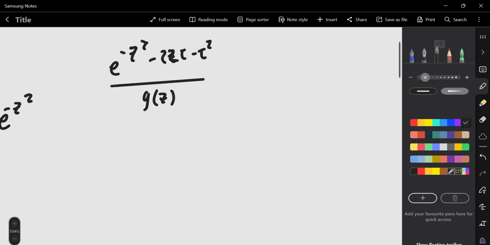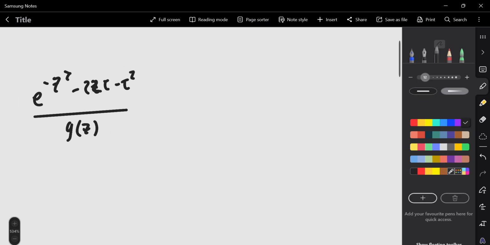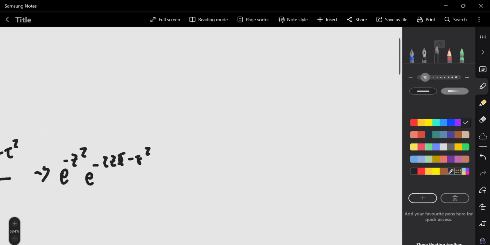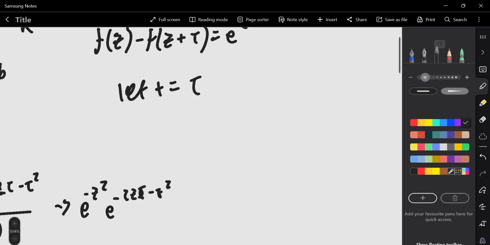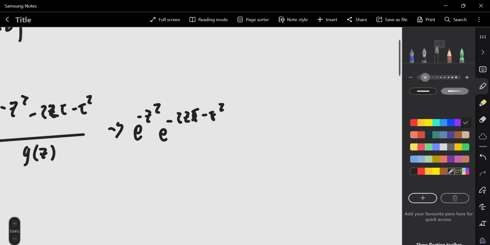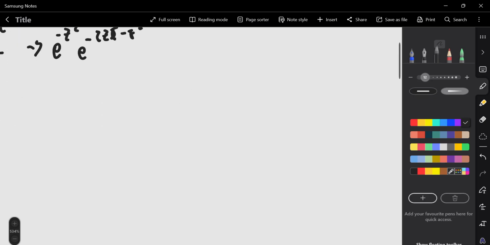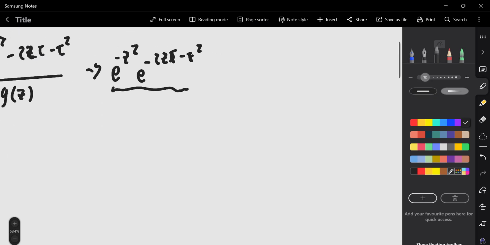Which now we can split this up as two e's: e to the minus z squared and e to the minus 2z tau minus tau squared. Should we use t? Yeah, t. And we know that this over g of z is e to the minus z squared.